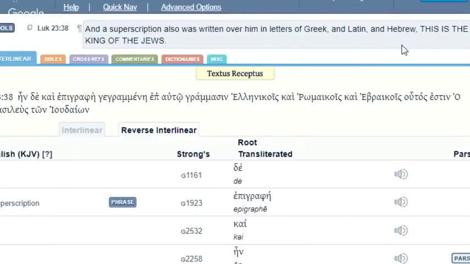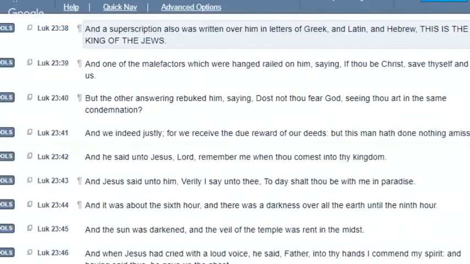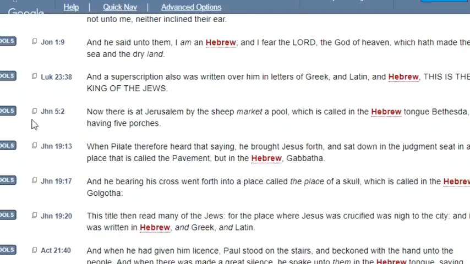But sometimes the name of the language is called the language of the Jews or the Judean language, depending on which scriptures you go to. All right, let's see if they got any other ones. See what else they got.